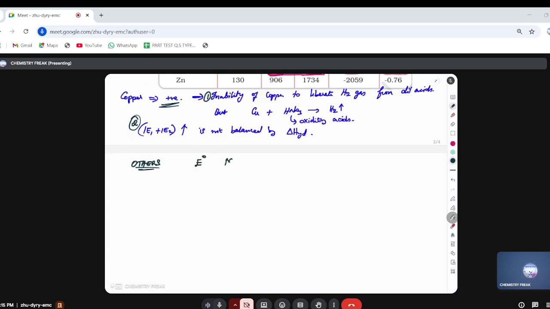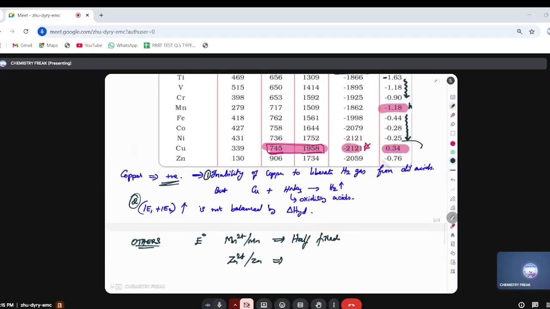E naught for manganese was different. Why? Half filled, highly stable, so it differed for manganese. Zinc 2 plus also differs. Here it differs. It should be lower than this. The value of zinc should be lower than minus 0.25, but it is minus 0.76. Why? Because zinc is fully filled. That is why the value is showing a different trend.